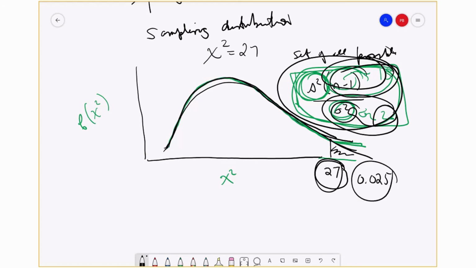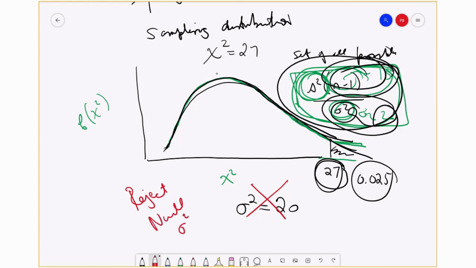So what went wrong? What went wrong is we're going to assume that our null hypothesis that the underlying variance was equal to 20 was wrong. So we're going to reject our null hypothesis that sigma squared was equal to 20 in favor of an alternative hypothesis that says, no, given that we observed a chi-squared value of 36, the true population variance, the variance of the underlying population, is greater than 20. So we'll stop there.